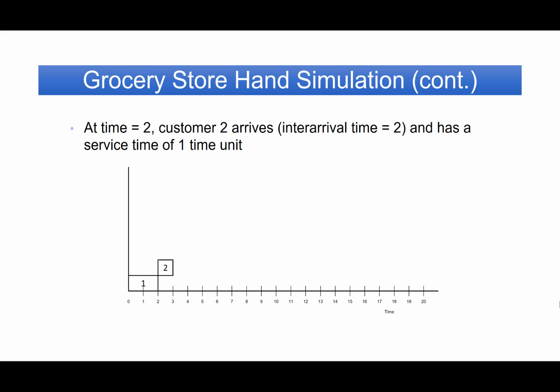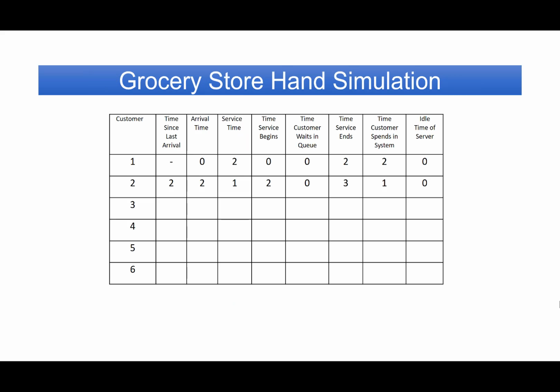At time 2, the second customer arrives, customer number 2. Their inter-arrival time was 2 and had a service time of 1 unit. That's expressed in this graph on the x-axis right after service time 1. You can see that there was no idle time between time 1 and 2, and there was also no wait time for unit 2. We then fill that out. Time since last arrival is 2, since that's when they arrived right before it came through. You can see that from the previous line.